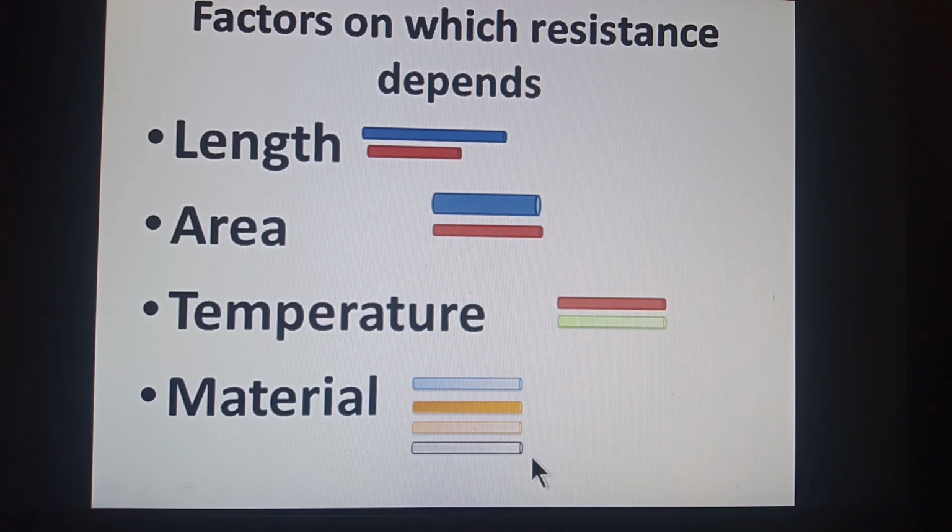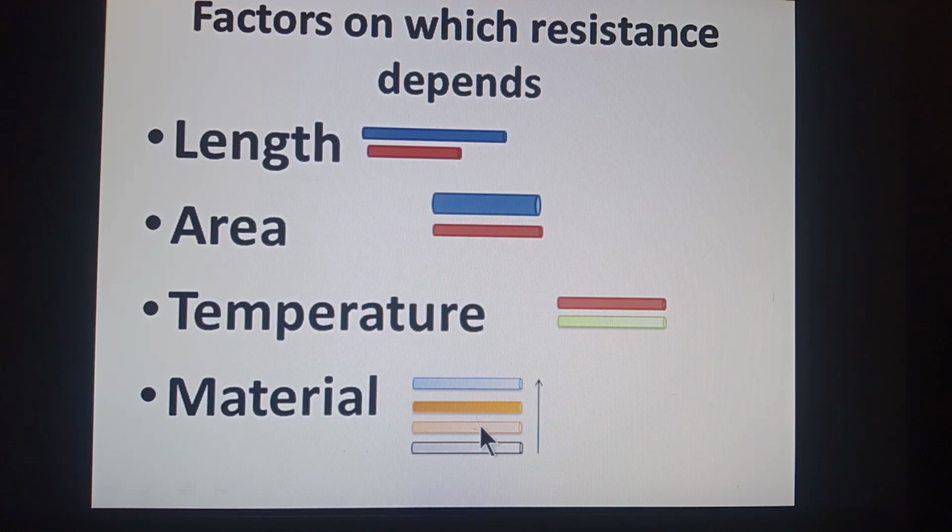The resistance in this case increases as we move up in the list. For example, silver has least resistance, then comes copper, then comes gold and then comes aluminium. So this is how the resistance changes with the material of the conductor. So these are the factors on which the resistance depends.